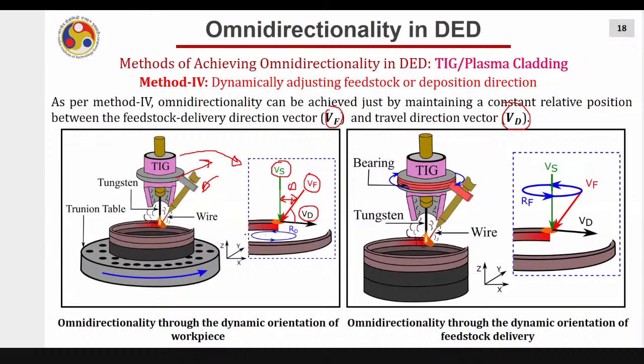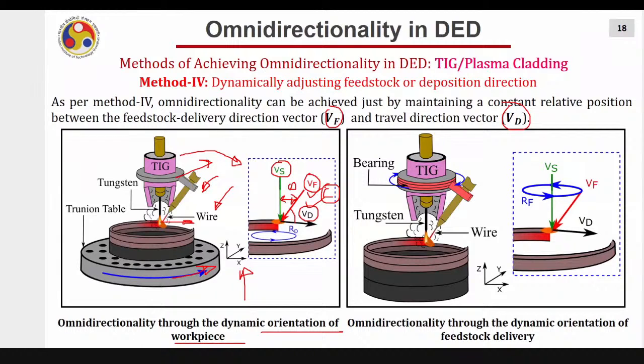So what I can do, assume this case, instead of moving the head, if I just rotate this substrate only, what will happen? The direction of motion will also be maintained. Fine, but this is for a circular object. It will definitely work with a random contour also. And I did that. I tried it. So this particular one is called dynamically orienting the workpiece. You are dynamically orienting the workpiece in such a way that the angle between Vf and Vd is always consistent. It never changes.